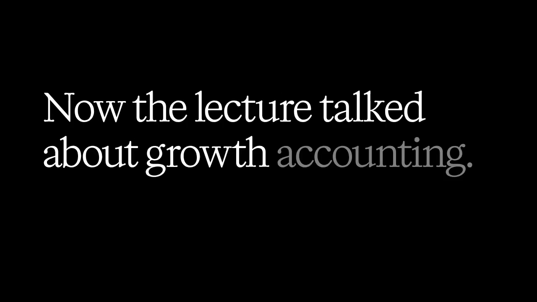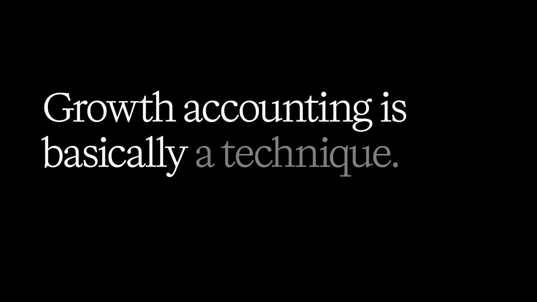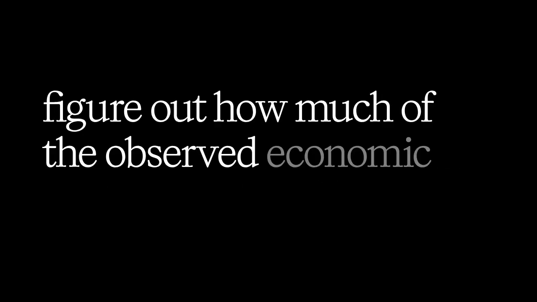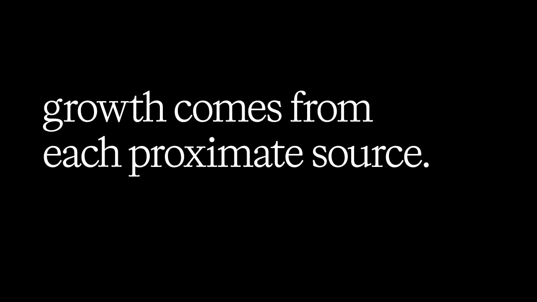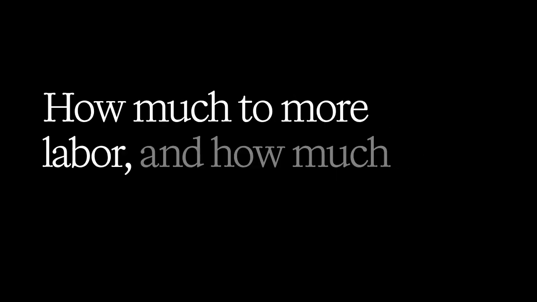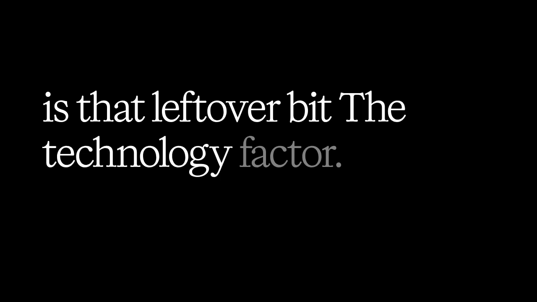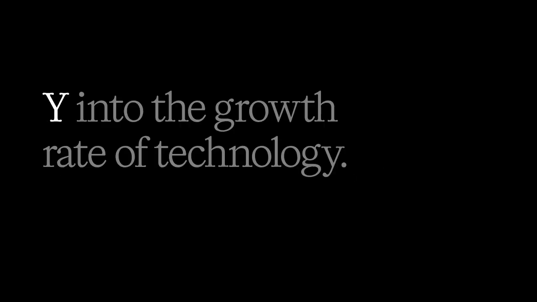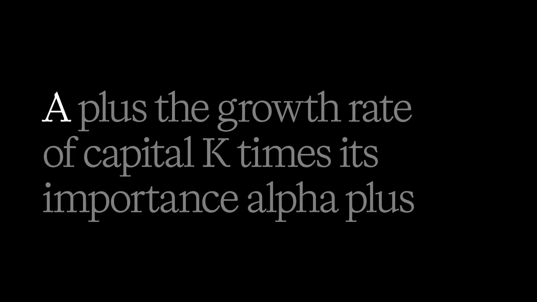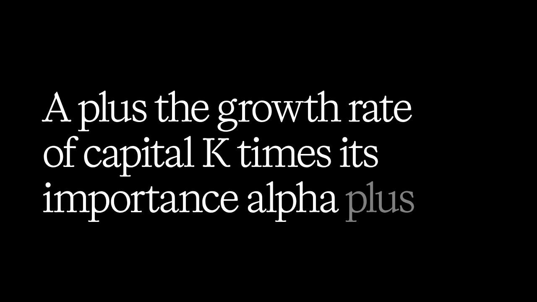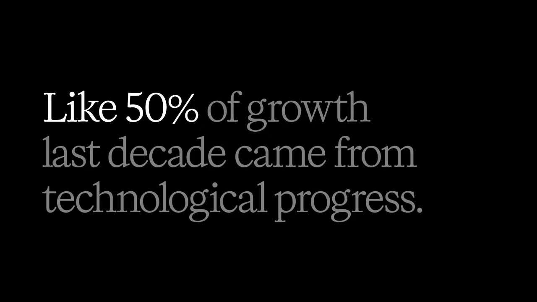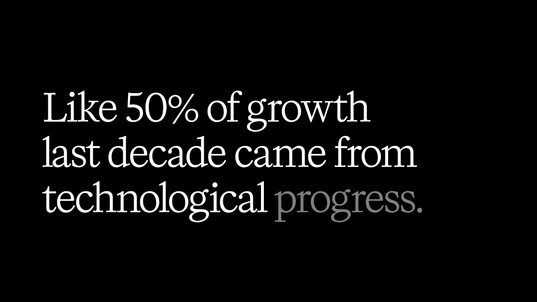Now, the lecture talked about growth accounting. What is that used for? Growth accounting is basically a technique. Take that production function we talked about and use real-world data to figure out how much of the observed economic growth comes from each proximate source. So how much growth is due to more capital, how much to more labor, and how much is that leftover bit, the technology factor? Exactly. Yeah. You use some math, basically, taking logarithms and looking at changes over time to break down the growth rate of output, Y, into the growth rate of technology, A, plus the growth rate of capital, K, times its importance, alpha, plus the growth rate of labor, L, times its importance, 1 minus alpha. So it lets you put numbers on it, like 50% of growth last decade came from technological progress.